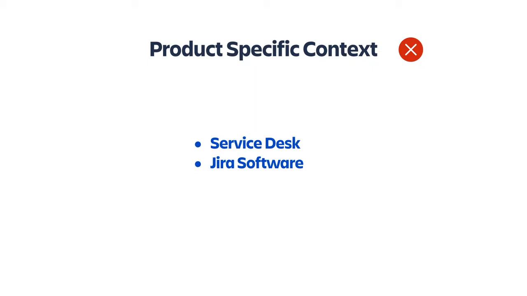The context objects returned by the new APIs don't yet have attributes specific to Service Desk and Jira software. So for example, your app won't be able to determine the current board ID or sprint ID. There's no reason they can't be added, but there just hasn't been time to implement the functionality yet.